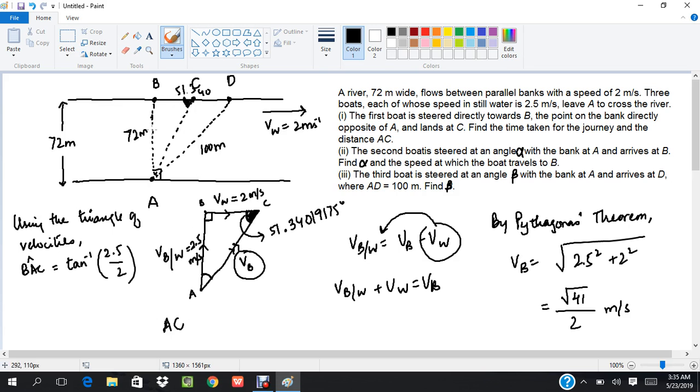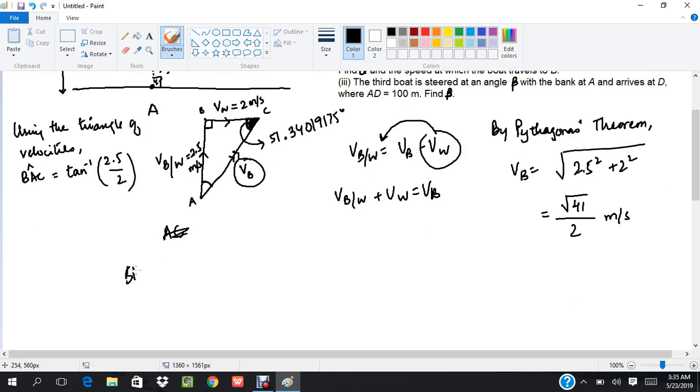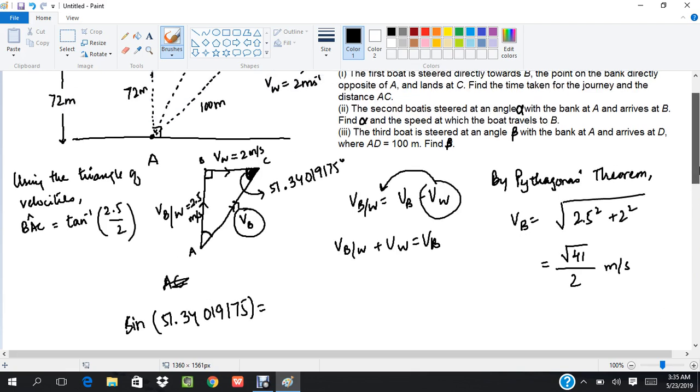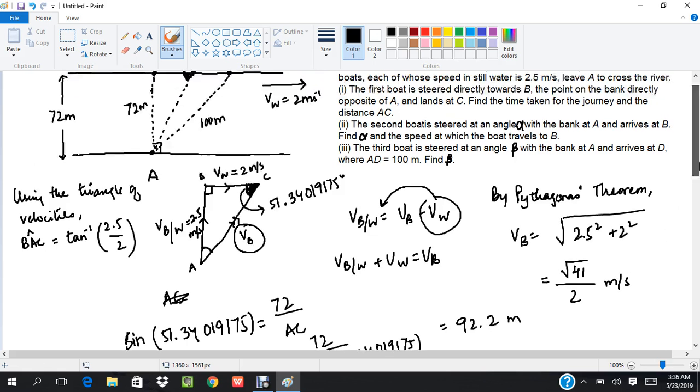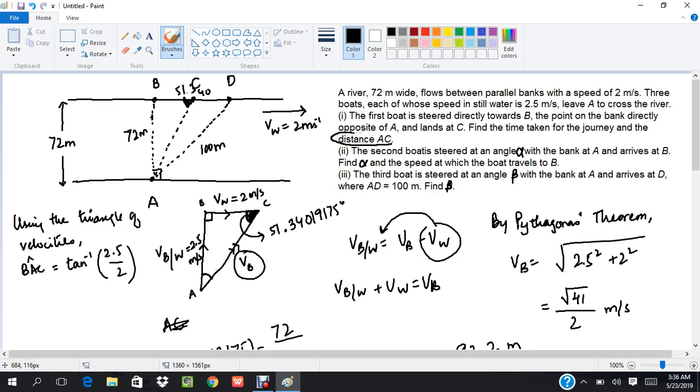Now the side AC can be found by using the 72 here, which is opposite, and this is the hypotenuse, by taking the sine of 51.3. So sine of 51.3401715 degrees is equal to 72 upon AC. So AC would be 72 upon sine of 51.3401715. So I have 72 upon sine of answer, which is coming out to be 92.2 meters, correct to three significant figures. So we have found the distance AC. This is 92.2 meters to three significant figures.